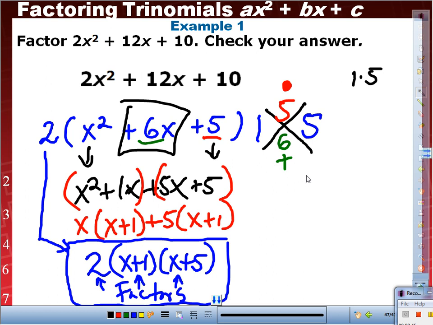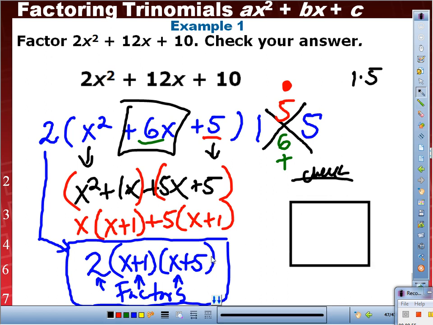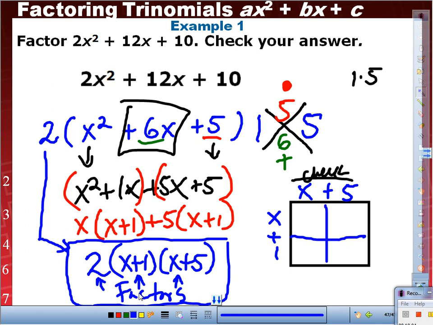Over here on the side, let's write check. Draw your area model. We're going to start with these two first: x plus 1, x plus 5. Line down, line across. What is x times x? x squared. x times 5, positive 5x. What is 1 times x? Positive 1x. What is 1 times 5? Positive 5.